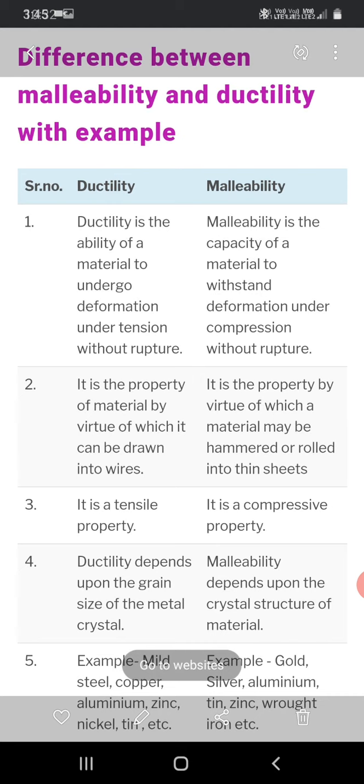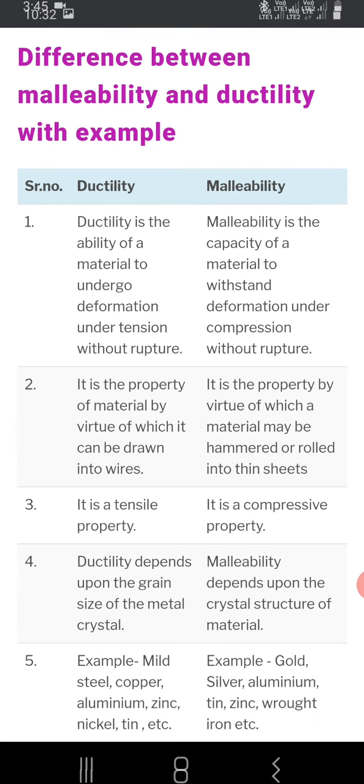Ductility depends on the grain size of the metal crystals. Malleability depends on the crystal size of the material. Examples of ductile materials are mild steel, copper, aluminum, zinc, nickel, tin, etc. Gold, silver, aluminum, tin, zinc, lead, iron, etc. are the examples of malleability.